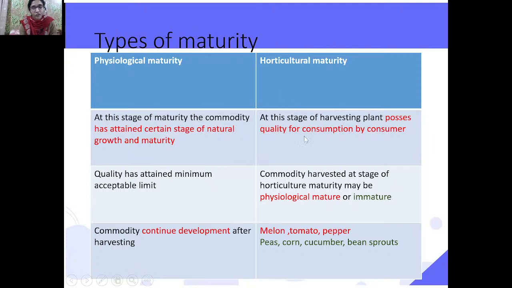And in horticultural maturity you will state whether it is mature, yet to be mature, or still immature.